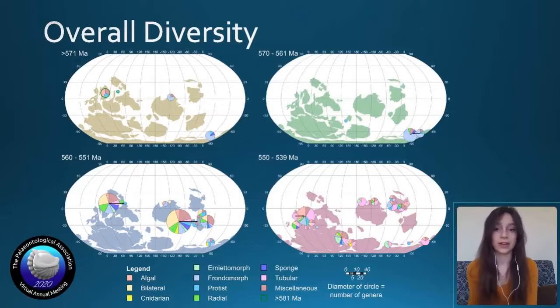So here I show you the overall diversity of Ediacaran macrobiota across 10 million year time intervals. I've got pie charts on each locality scaled to the number of taxa at each place. And you can see from the start in the top left map, despite there being a sparse distribution of localities, that protists in the bright blue sections and frondose taxa in the pale blue sections of the pie chart were globally distributed across both high and low latitudes.